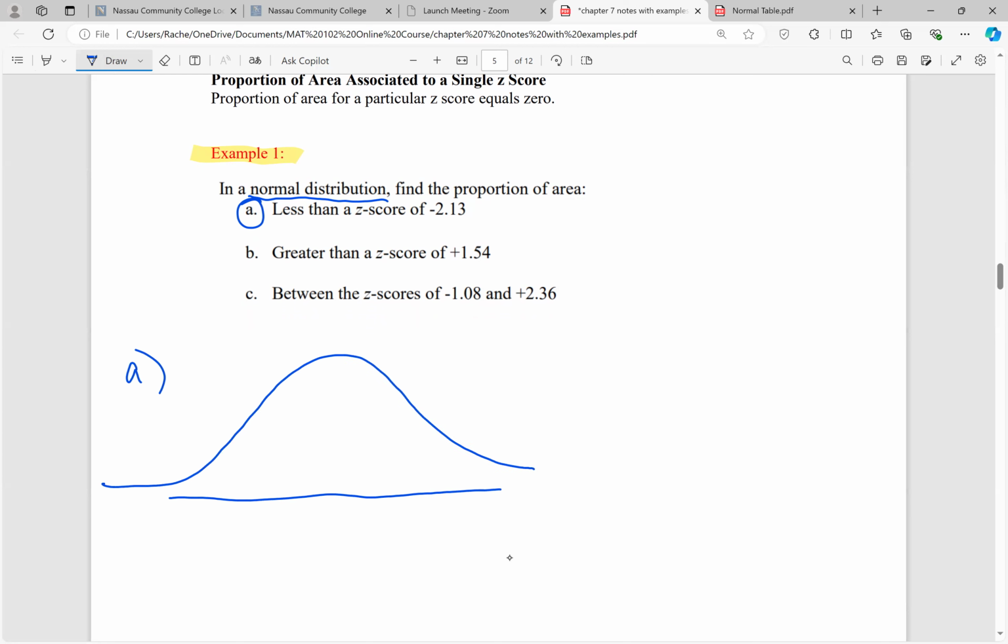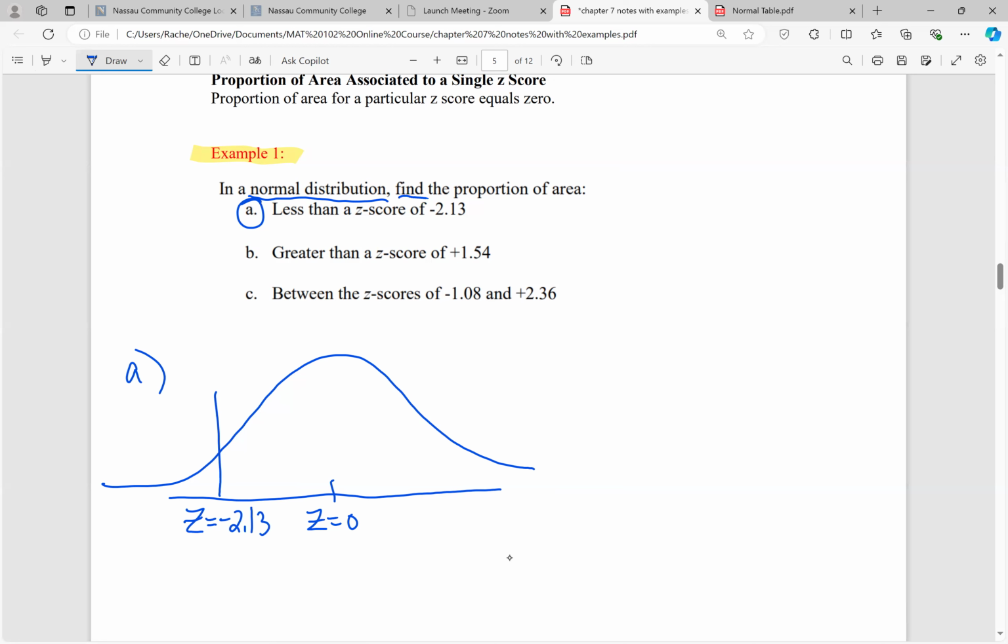Now the mean always goes in the center, right? But we're going to talk in terms of z-scores. And we learned in chapter 3 that the mean of a distribution in terms of z-scores is always equal to 0. So 0 is going to go in the center. So you could think of this horizontal axis, the units are z-scores. It's just a number line of z-scores. So a z-score of negative 2.13 is going to be to the left of 0, right? So let's say this is a z-score of negative 2.13.